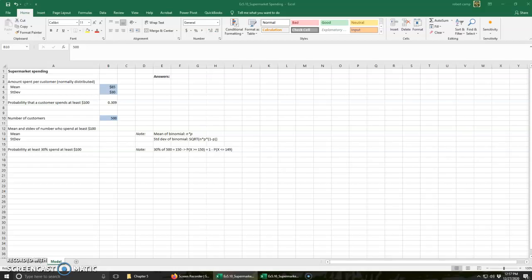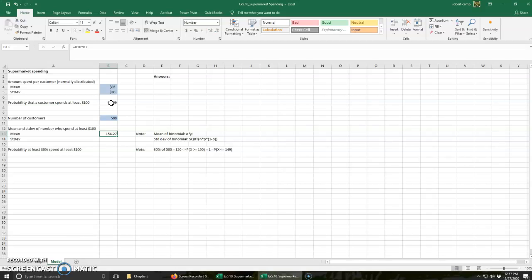So, how do we calculate that out? What is the mean of our binomial distribution? Well, the mean is going to be the probability that this is going to happen, in this case that they are going to spend $100, times the number of instances that we're going to try. So in this case, we have 500 tests, and there is a 30.9% chance that each test is going to spend at least $100. So the mean of our binomial is 154.27.